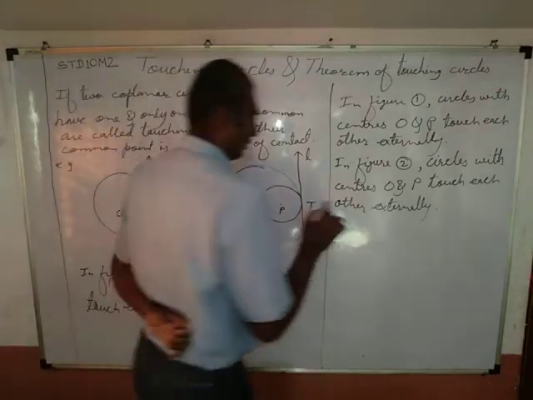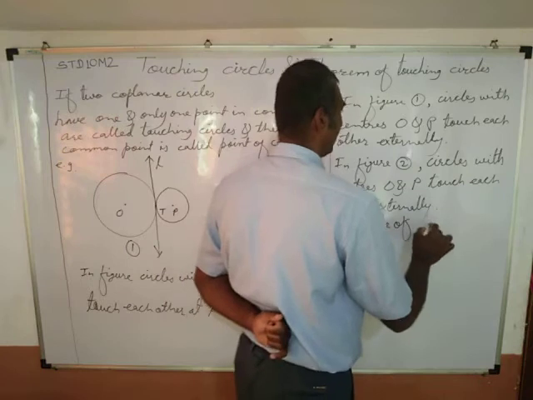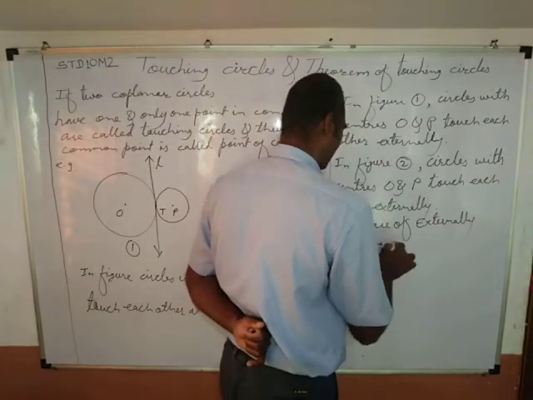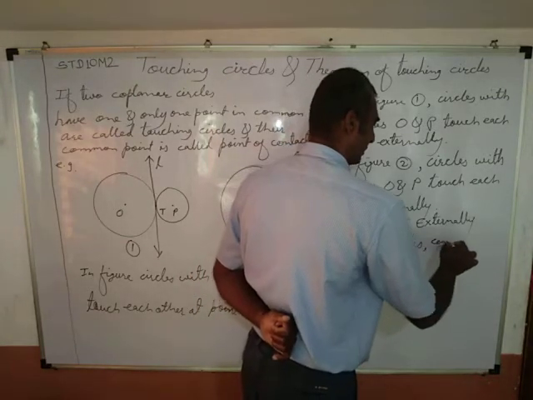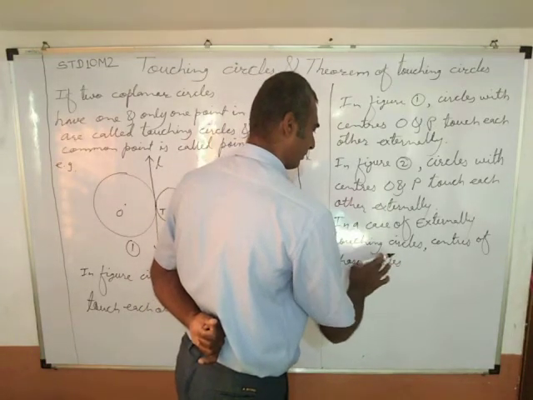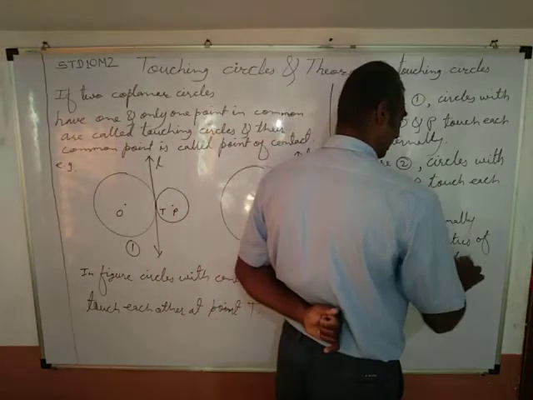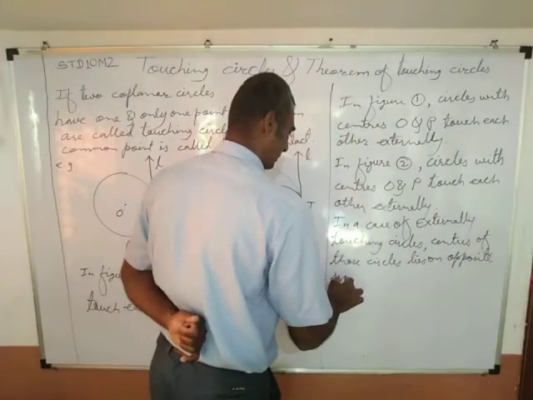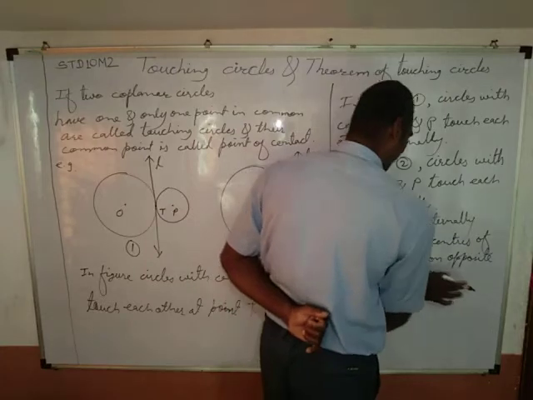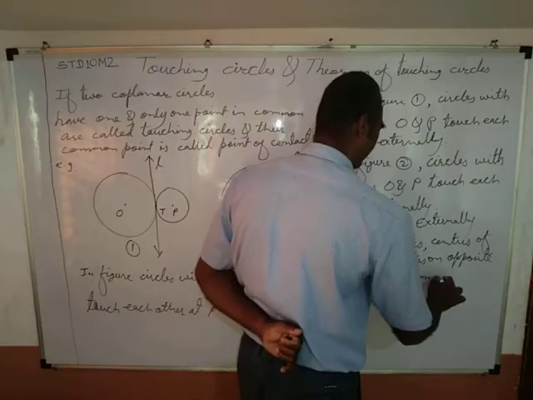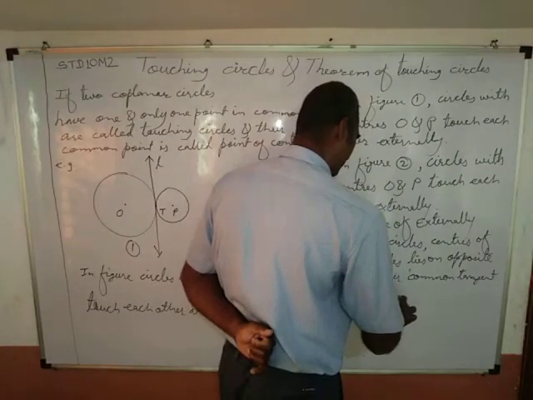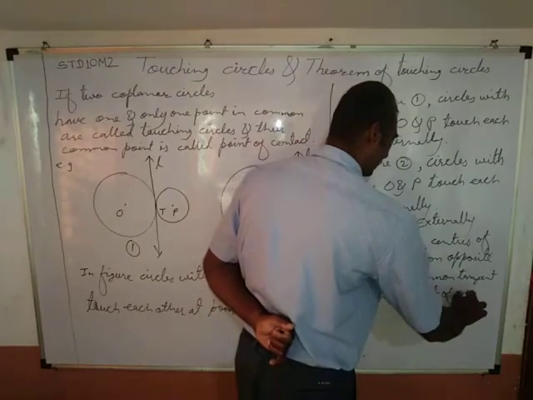In a case of externally touching circles, the centers of those circles lie on opposite sides of their common tangent at the common point of contact.